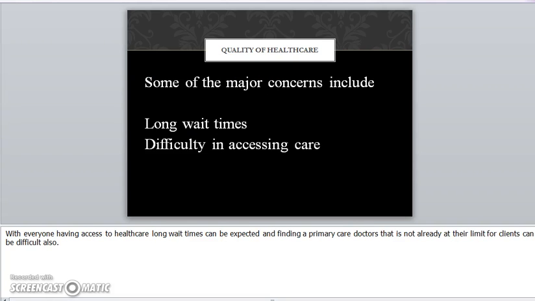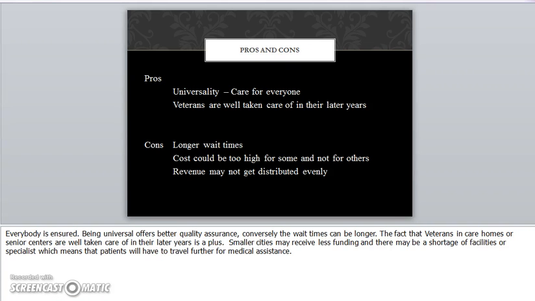Quality of health care. Some of the major concerns include long wait times and difficulty in accessing care. With everyone having access to health care, long wait times can be expected, and finding a primary care doctor that is not already at their limit for clients can be difficult also. Some pros and cons.